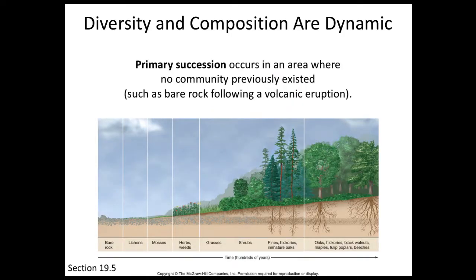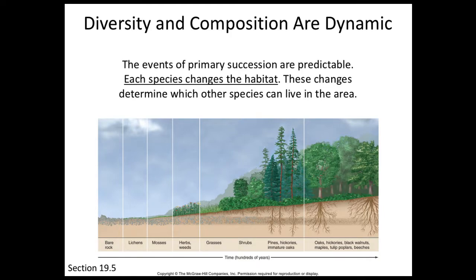Primary succession occurs in an area where no community previously existed. The events of primary succession are highly predictable. Each species changes the habitat. These changes therefore determine which other species can live in that area.